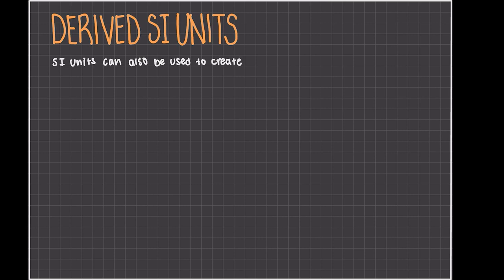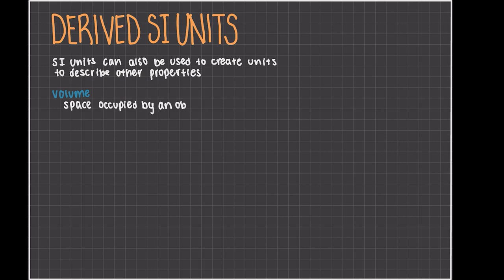This brings me to derived SI units. SI units can be used to create other units to describe properties. Volume, for example, is the space occupied by an object. If we have a cube with a length of 1 meter, the volume of the cube is going to be 1 meter cubed. The standard unit for volume is meter cubed and represents the amount of stuff we can fit into the cube.